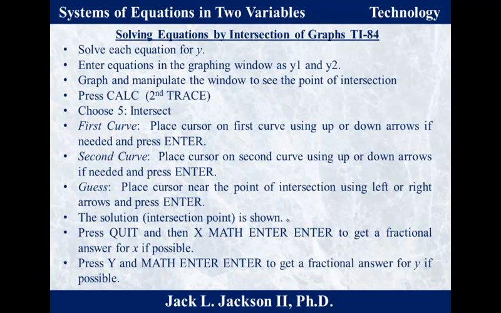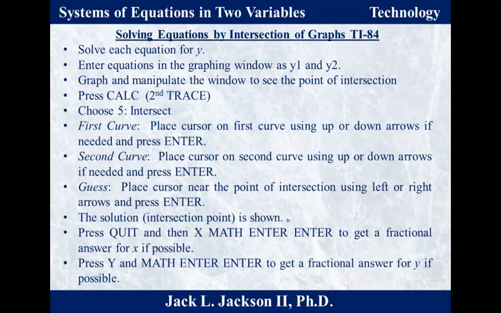So use your up or down arrows to choose curve 1, hit enter. Up or down arrows if you need them to choose curve 2, hit enter. And then move your cursor close to the point of intersection using the left or right arrow, and once you get there, hit enter. It will give you the x and y coordinates, at least decimal approximations for those.